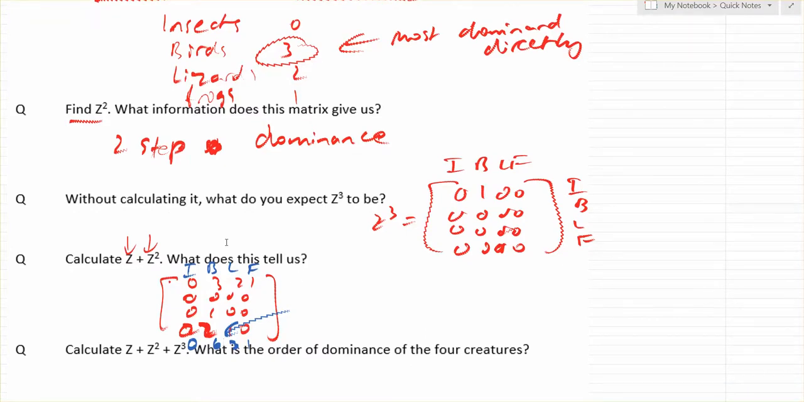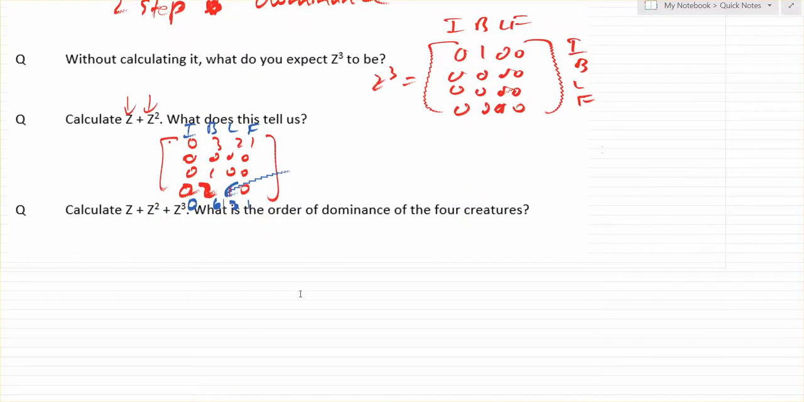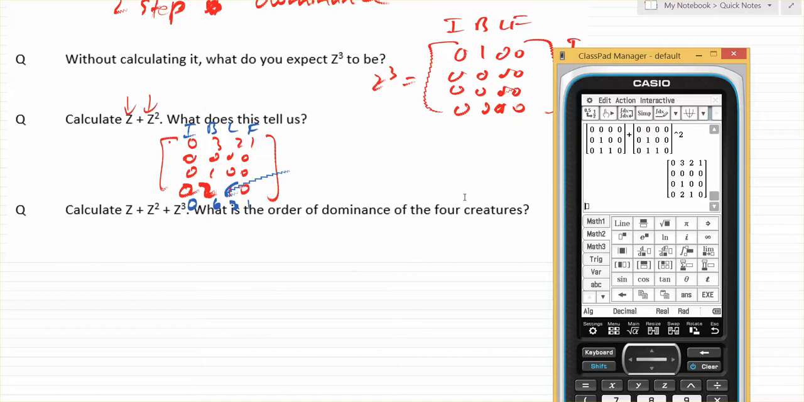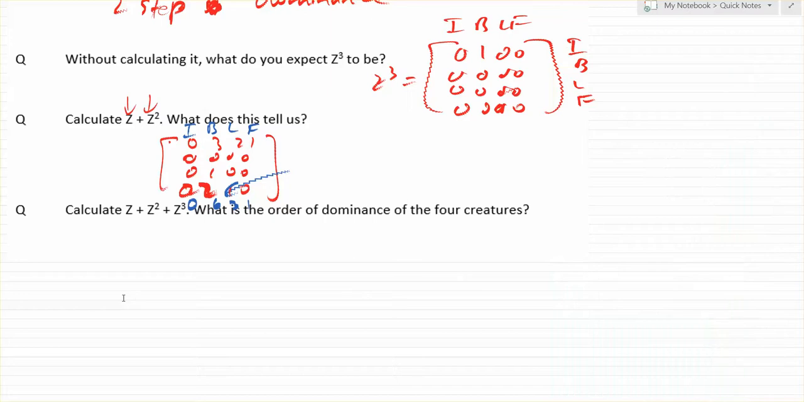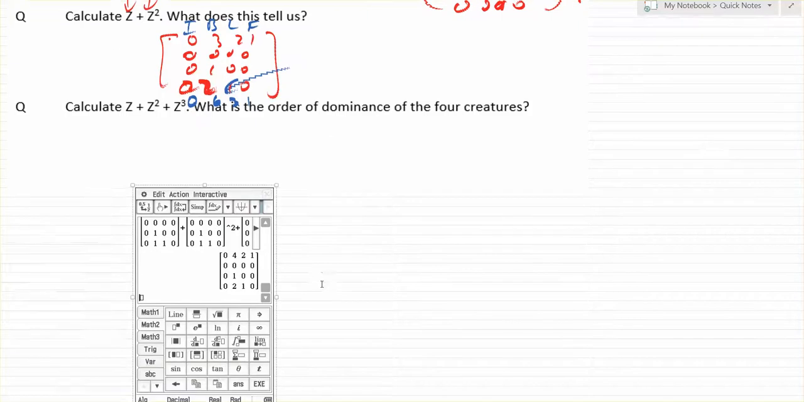We can calculate Z plus Z squared plus Z cubed. What's the order of dominance of the 4 creatures? So I'm going to add Z cubed. You can use the previous answer, you don't need to retype it. I'm going to add Z cubed to Z squared plus Z. I'm just going to copy this.